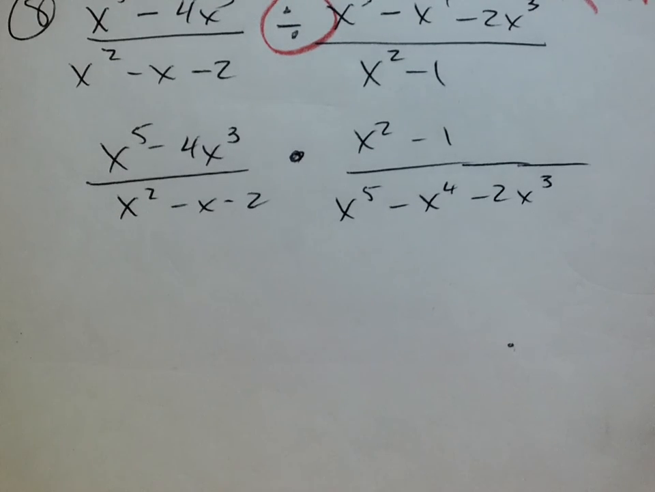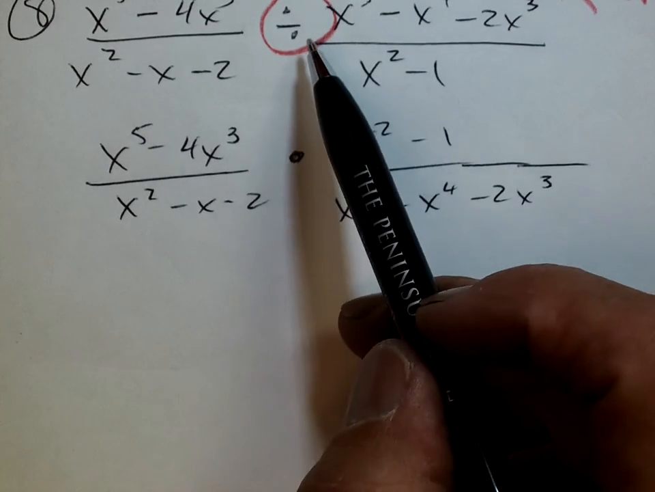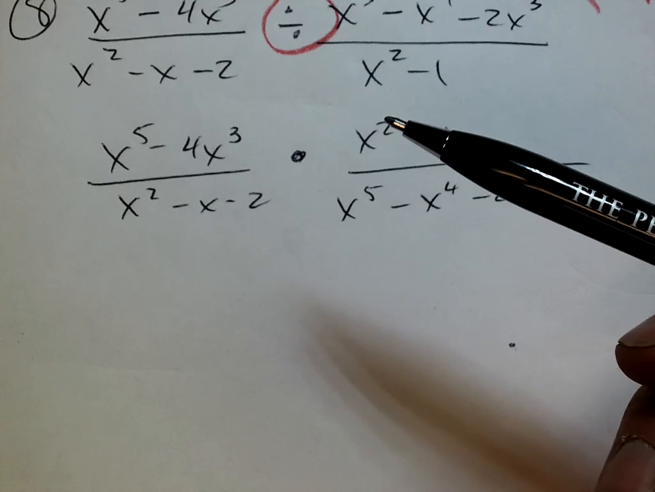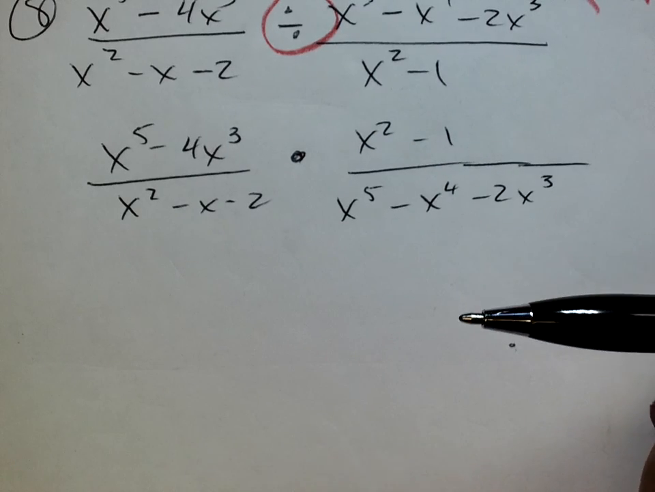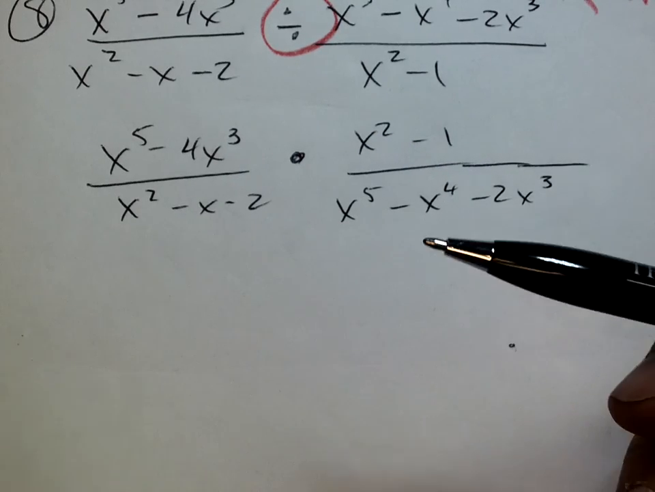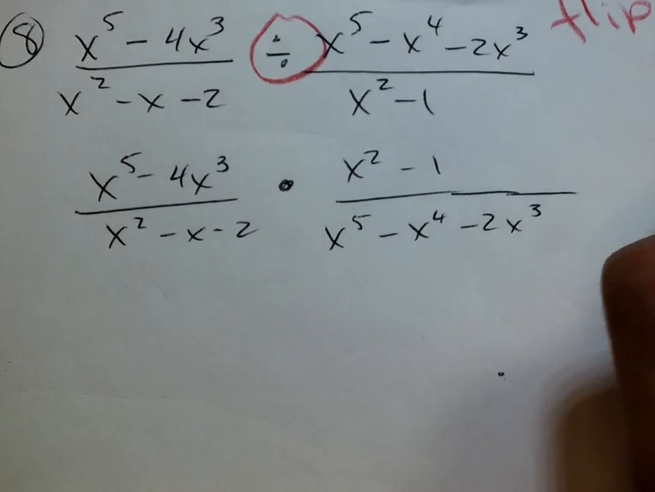All right, you guys agree with that? I mean, if you're doing your homework, you see division, you know you're going to have to rewrite it and flip it. Why not just do it right off the bat, okay? Does that make sense? Okay, save yourself one step. Okay, we need to factor.